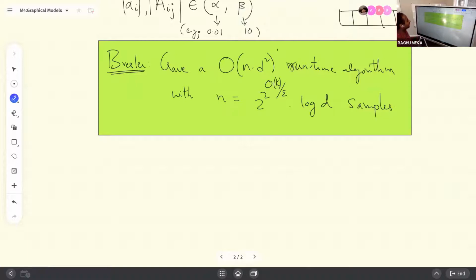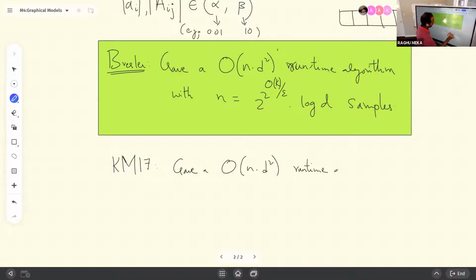And what we're going to do in this lecture, and maybe at the beginning of the next lecture, is give a different algorithm. This is due to Klivans and Meka, my joint work with Adam Klivans from 2017. We gave again an O of n times d squared runtime algorithm, with the number of samples being basically 2 to the O of k, sorry.